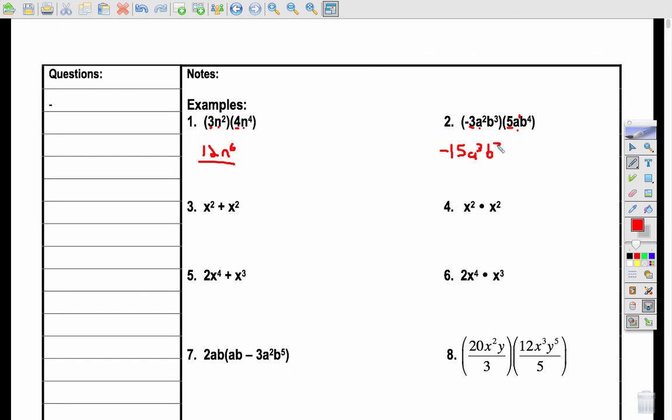Same thing with the B. You have 3 and 4. 3 plus 4 is 7. Negative 15, A to the third power, B to the seventh power.